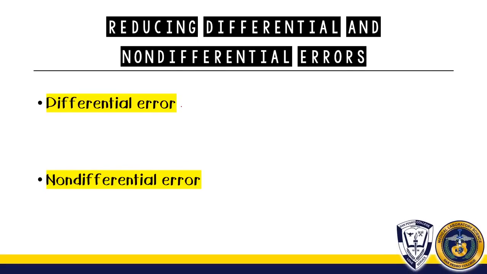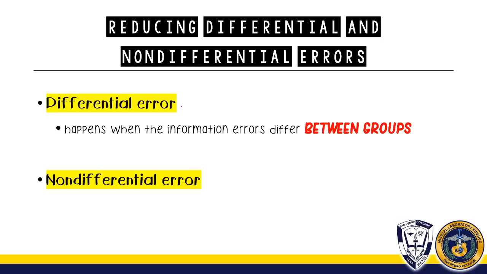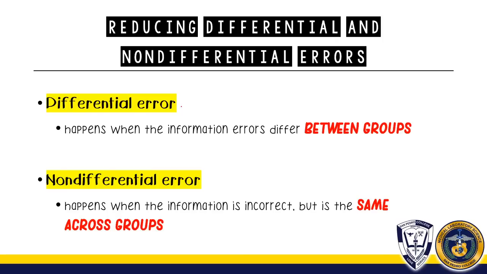Next, reducing differential and non-differential errors. Now let us define what is differential and non-differential errors first. Differential error happens when the information error differ between groups. Non-differential error happens when the information is incorrect but is the same across all groups. So I hope nakita na dayon ang difference. Kaya siya differential kay taga-grupo gyud lahi-lahi. Kani non-differential siya na although mali man, pero ang katulad na mali, the same all throughout sa mga groups na present.